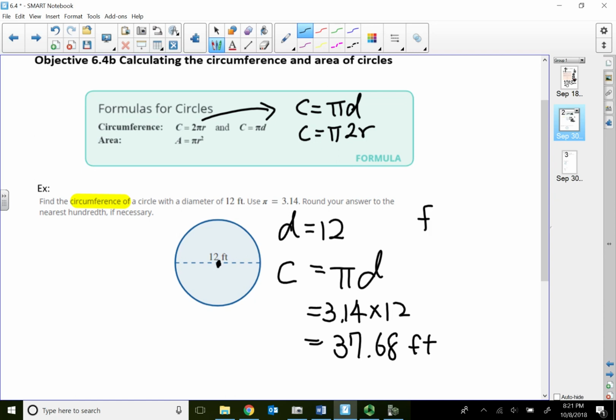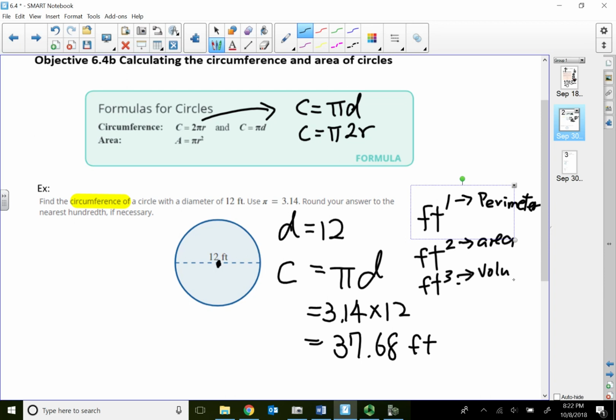So let me go ahead and write it down while I'm at it. If you just say feet, that means feet to the first power, which is perimeter. If you ever see square feet, which we mentioned in module 5, that's referred to as area. Anything that's cubic feet, cubic inch, cubic meter, that's referred to as volume. So those are the exponents for what type of problem I am dealing with, whether it's a perimeter, area, or volume. So circumference is another word for perimeter.